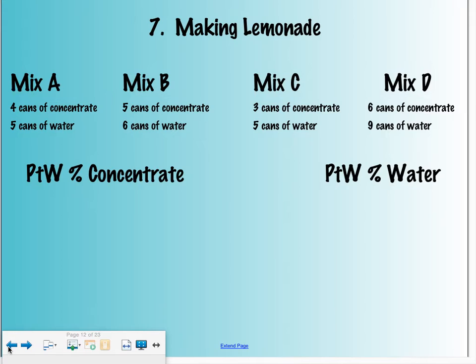So we have part to whole. We have 2 different part to wholes. We have 2 different part to parts. We have common numerators and common denominators. So is there any specifically that we would like to see?